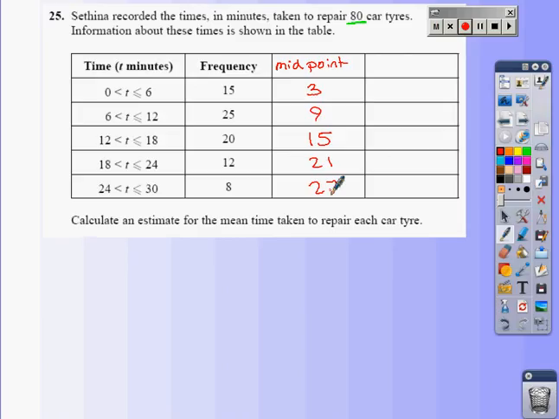Okay, now we're trying to make an estimate for the mean time taken to repair each car type. So we want to find an estimate for the total time taken to repair each car. So we're going to do that by multiplying the midpoint by the frequency. And so what we're saying here is that if these 15 cars took a time of 3 minutes, then the total time for those would be 45.